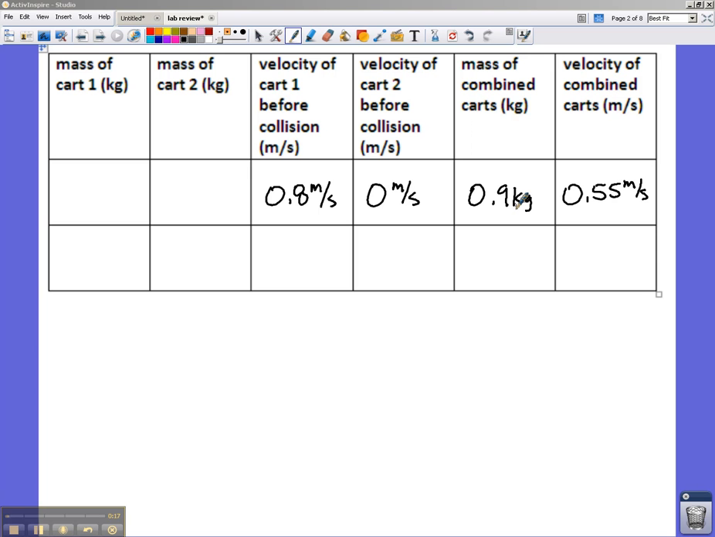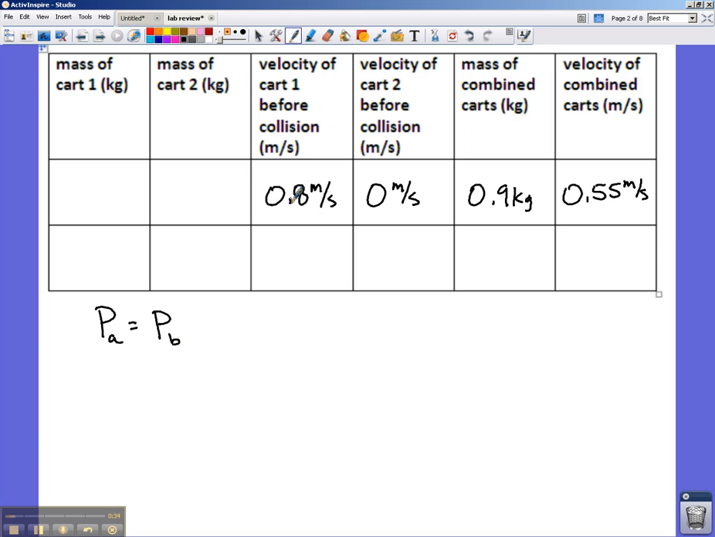So when solving any of these kind of problems, the most important thing to keep in mind is that we always know that the momentum after a collision is equal to the momentum before a collision. Momentum is always conserved. So look at what you are given and look to see what you can figure out.